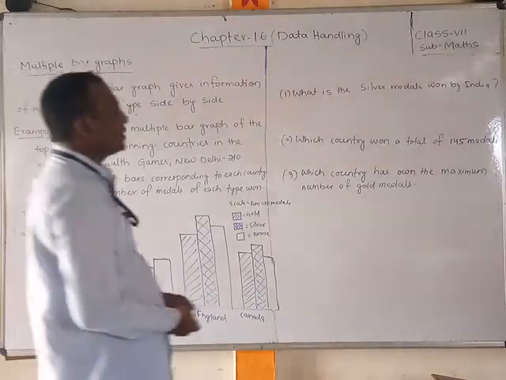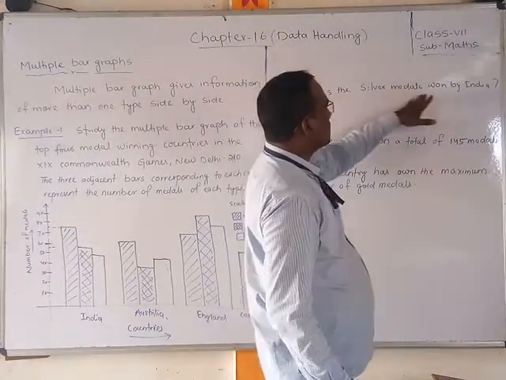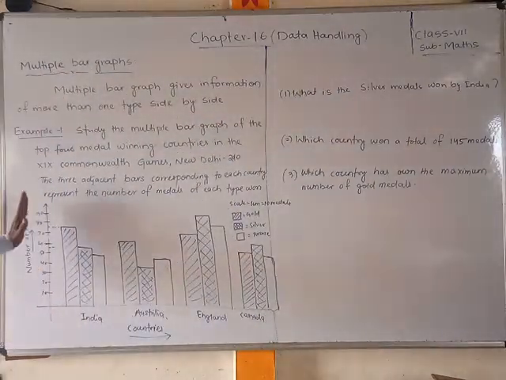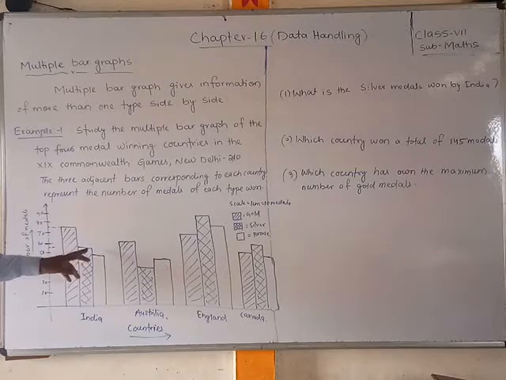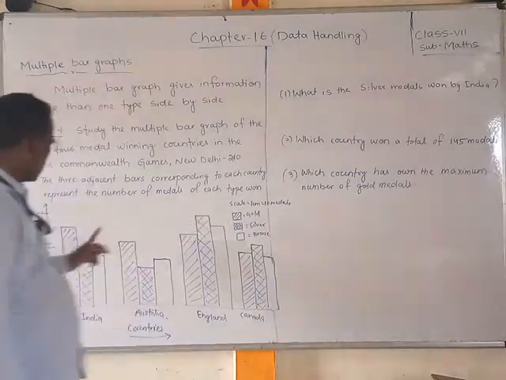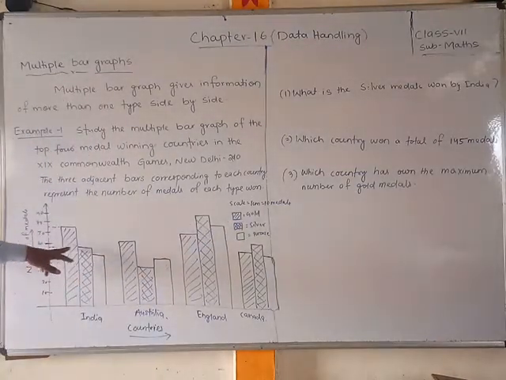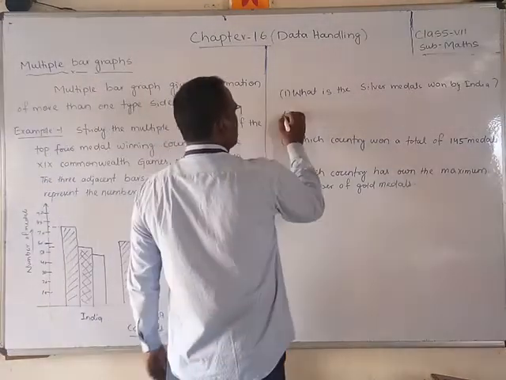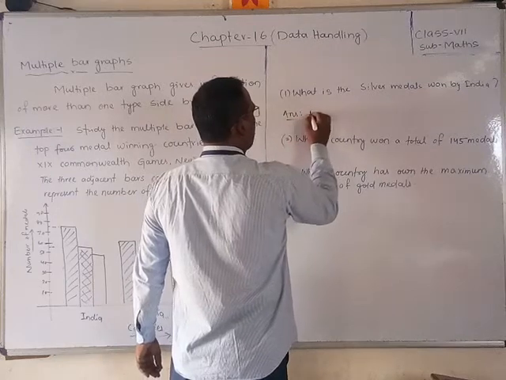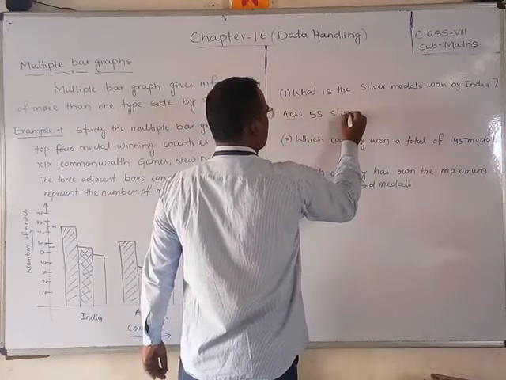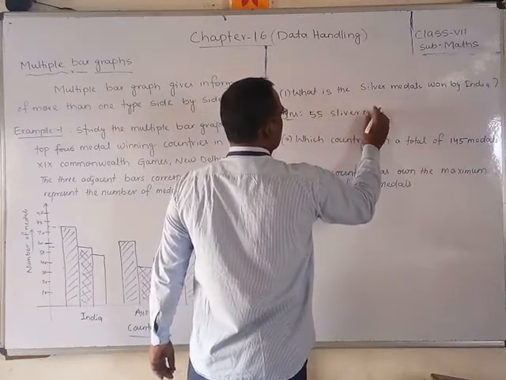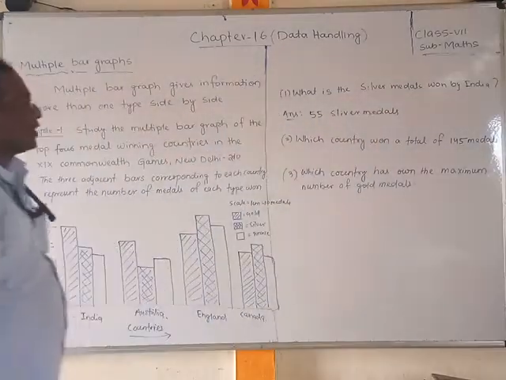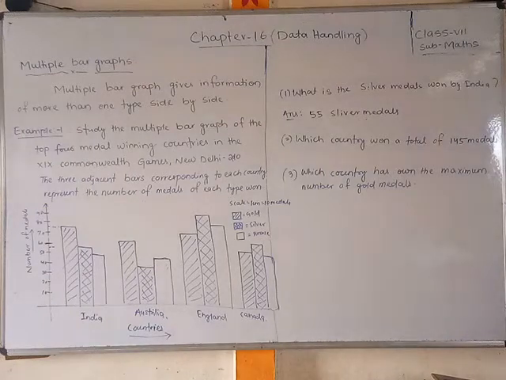Now check, friends: what is the number of silver medals won by India? Silver is the middle one. This way you can identify it. So silver is the middle one, and that is 55 medals. So we can write the answer: 55 silver medals won by India. Next question: which country won a total of 145 medals?